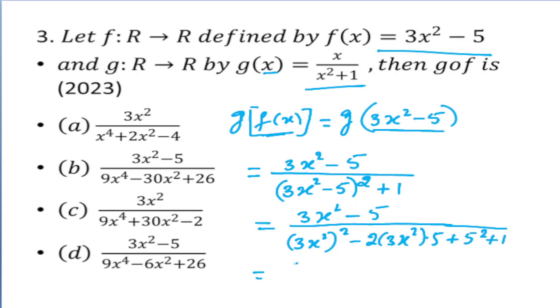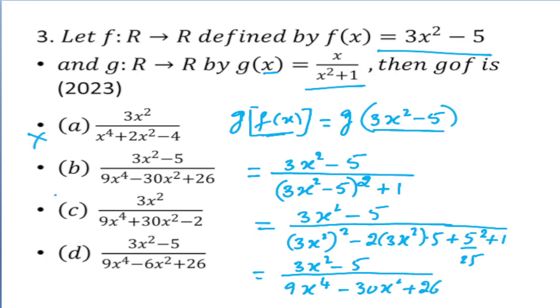Now clearly, 3x square minus 5 whole divided by 9x to the power 4 minus 30x square. 5 square is 25 and 25 plus 1 is 26. So here option A and option C you can directly eliminate because only 3x square is there, minus 5 is not there. Clearly option B is our solution. This is how we can solve this, friends. Let's move on to the next one.